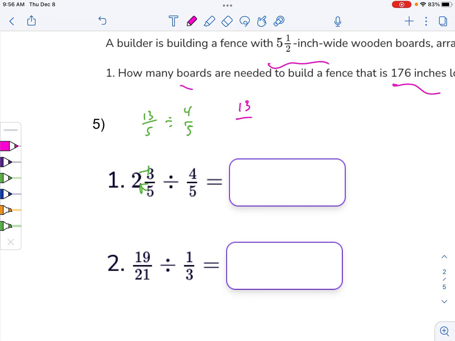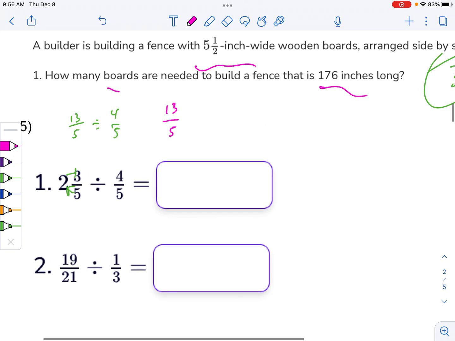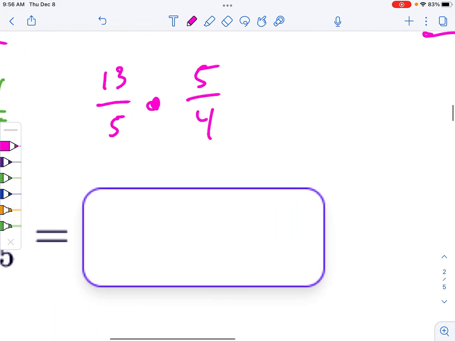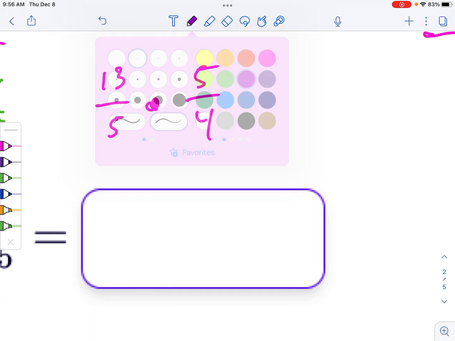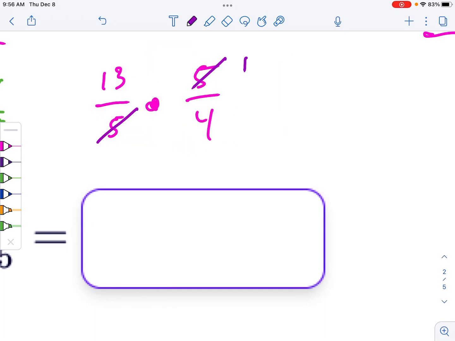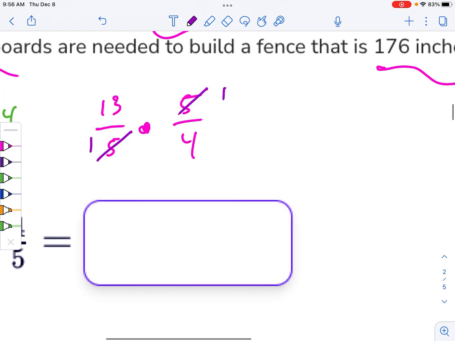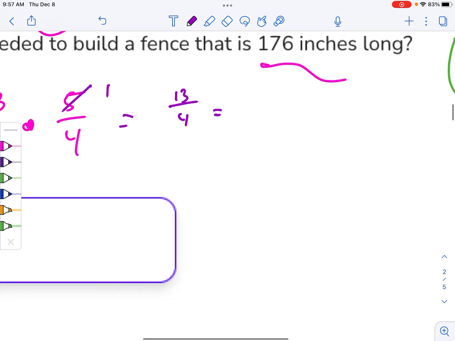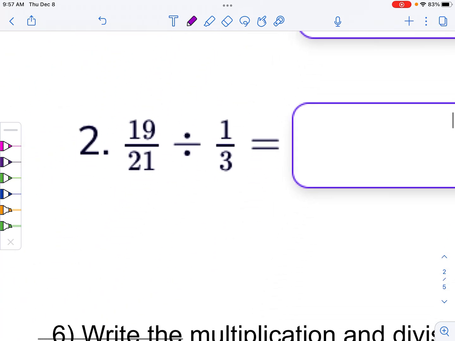So I keep my first number because it's what I have. I can't change that. Change it to multiplying, and I flip my second number, 5 over 4. And I could do some cross-simplifying. Ding, ding, ding. 5 over 5 is equal to 1 over 1. I can take any numerator with any denominator and simplify that. So I'm left with 13 times 1 is 13. 1 times 4 is 4. 13/4. 4 goes into 13 3 times with 1 left over. Yay. Way to go, you.